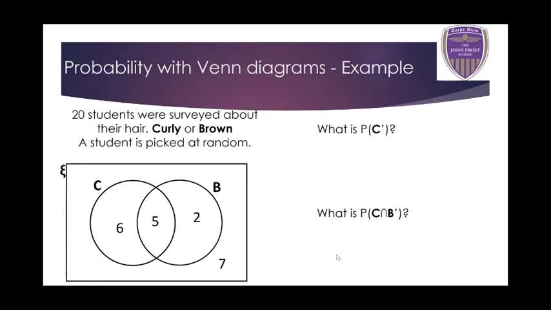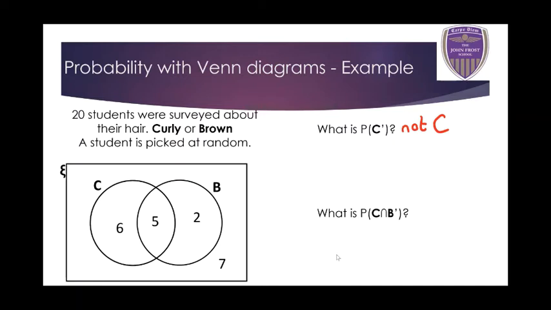Last example now. We have 20 students who were surveyed about their hair color, whether it's curly or brown. And a student is picked at random. What is the probability of C prime? Or in other words, not C, because that's what C prime represents.